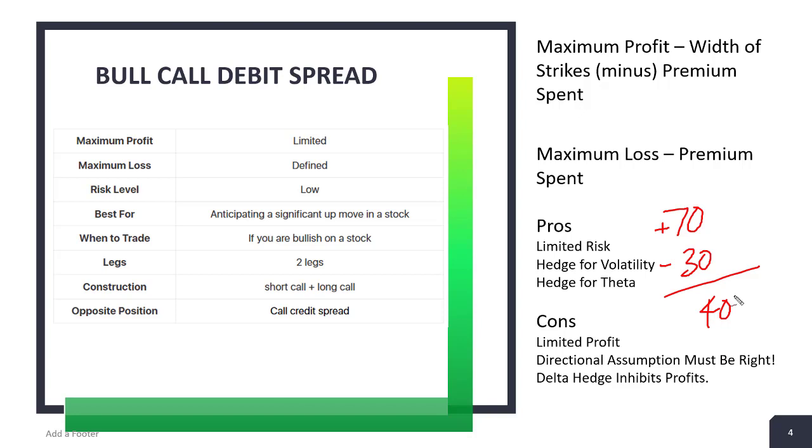So you've changed the profile of the trade. So it's a pro because it lowers the risk of the trade, but it's also a con because you're doing the work for the directional trade, but you're limiting your potential growth in the trade.